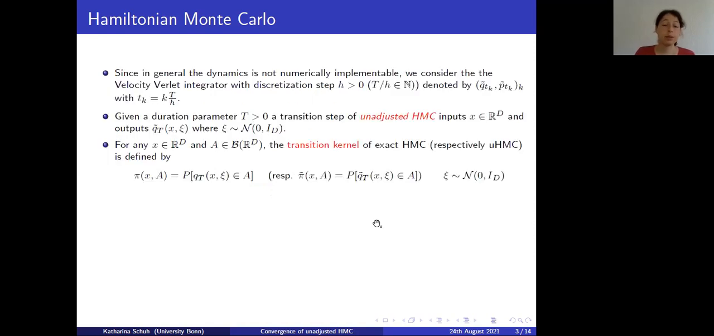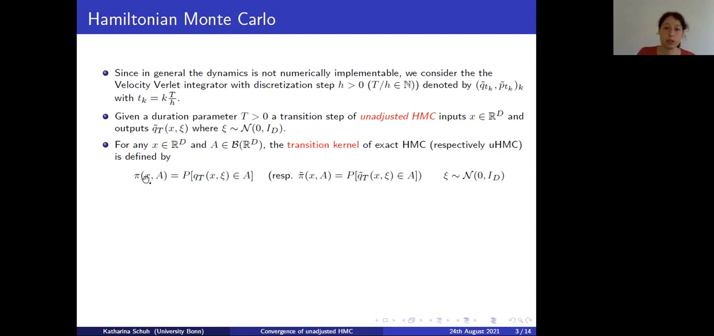Now there's a problem if we want to implement this dynamics on a computer. We can in general not do this, so we need some approximation of the Hamiltonian dynamics. Here we discretize our time step, using this discretization step h. And then we use the velocity Verlet integrator as an approximation of the Hamiltonian dynamics. Here we denoted it by q tilde and p tilde. And then the transition kernel of unadjusted HMC is as before for the exact HMC, but now we use the approximated Hamiltonian dynamics.